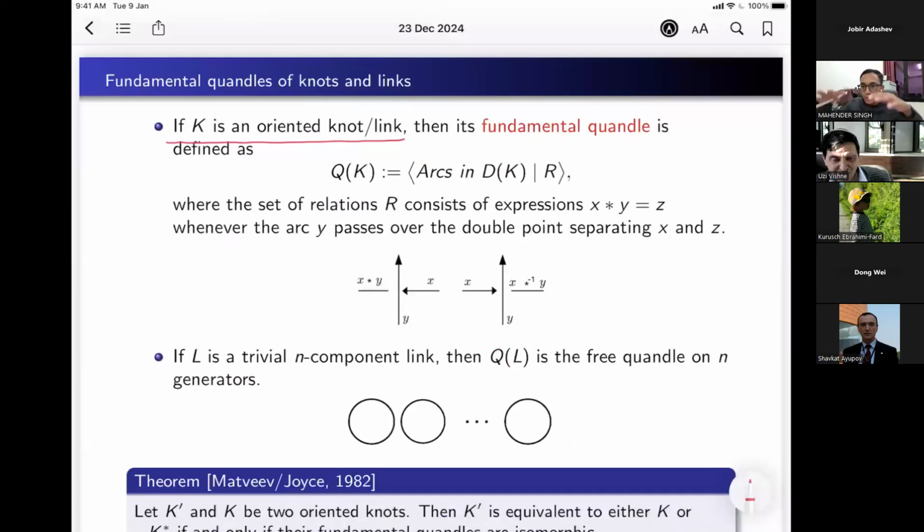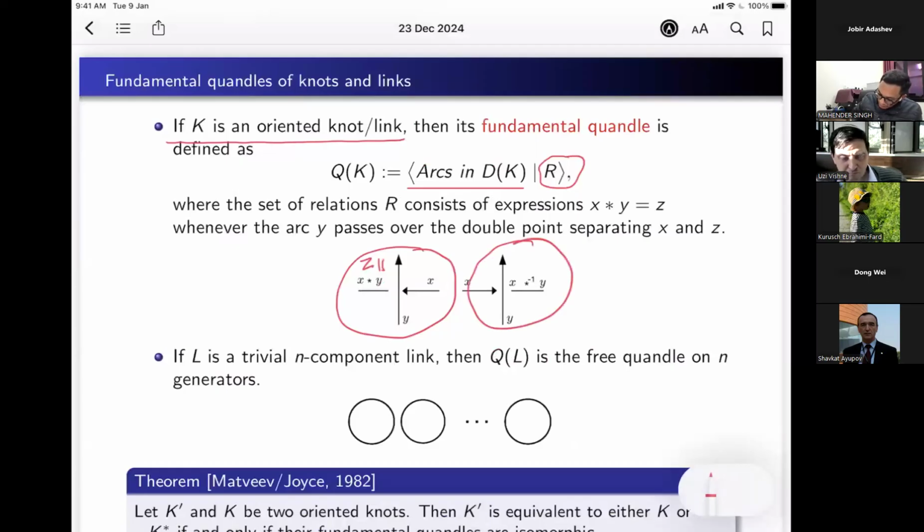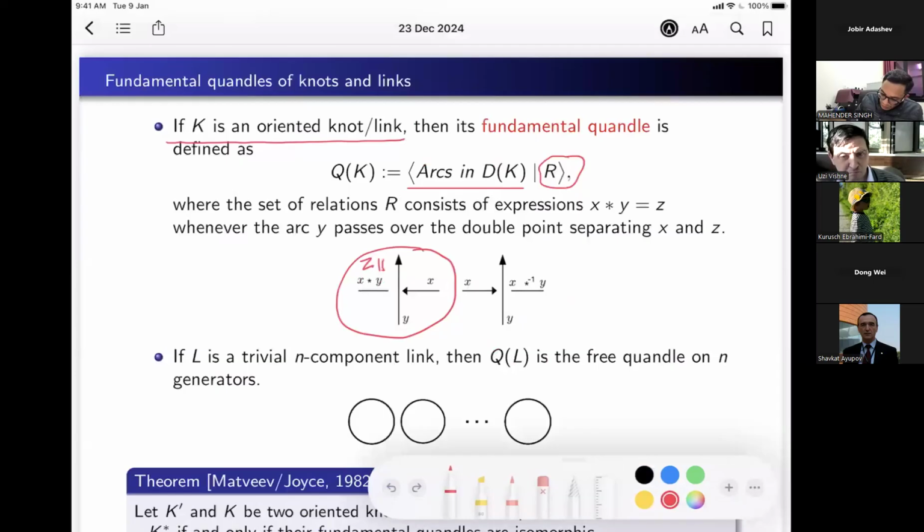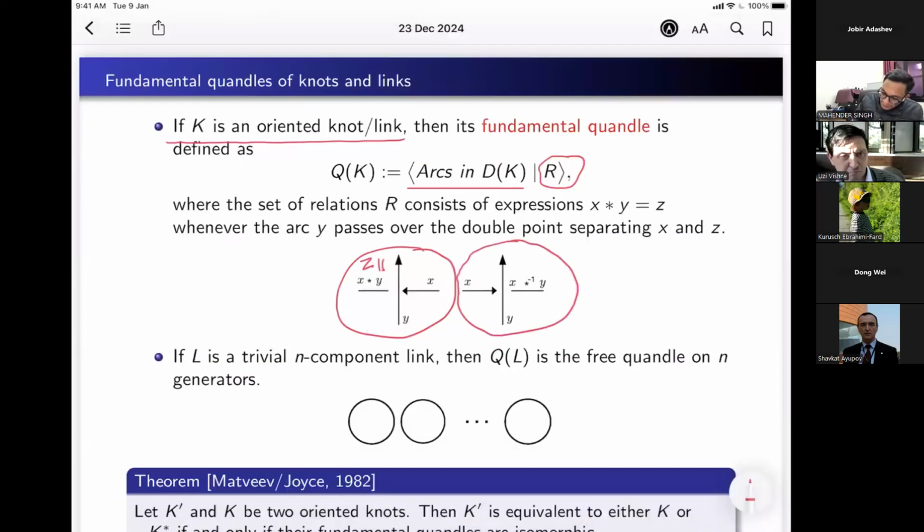You take its knot diagram, project it on the plane, you get a four valent graph, and then you label the graph by some alphabets. And the quandle is, you take the quandle which is generated by the arcs of the diagram and put some defining relations. What are those defining relations? Defining relations are exactly what I told in the preceding slide: whenever you encounter a positive crossing, you say that this third arc Z is the same as X star Y. And whenever you encounter a negative crossing, you say that this alphabet W is the same as X star inverse Y.